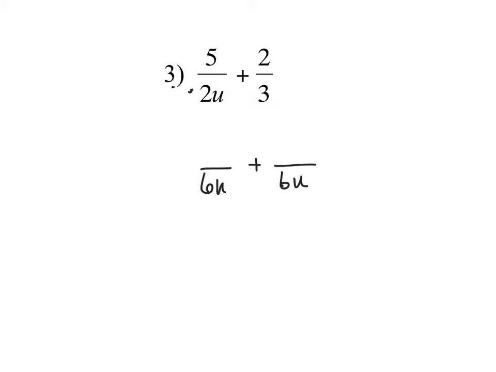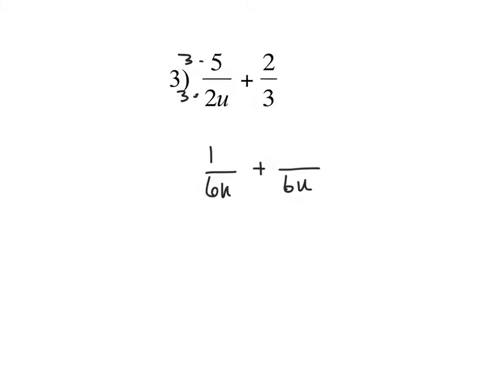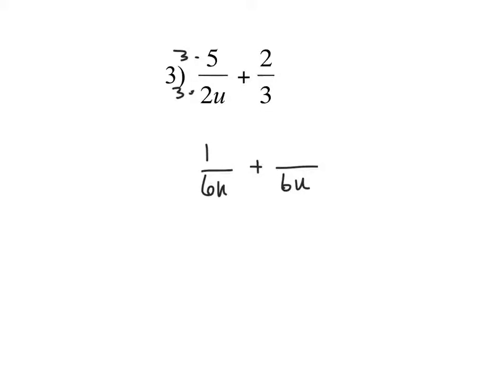Well, I multiply by 3. If I do it on the bottom, I have to do it on the top. So 5 times 3 is 15. On the other side, 3 times what is 6u? Well, I'm going to multiply this guy by 2u. If I do it on the bottom, I've got to do it on the top. 2 times 2u is 4u. So I now have common denominators.